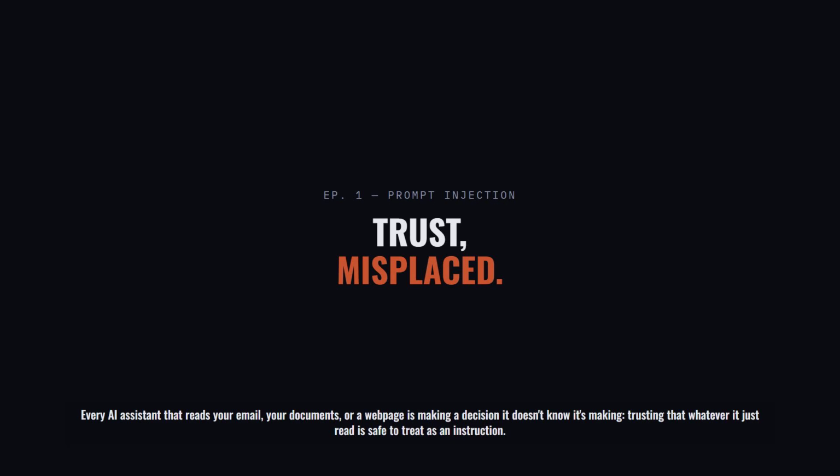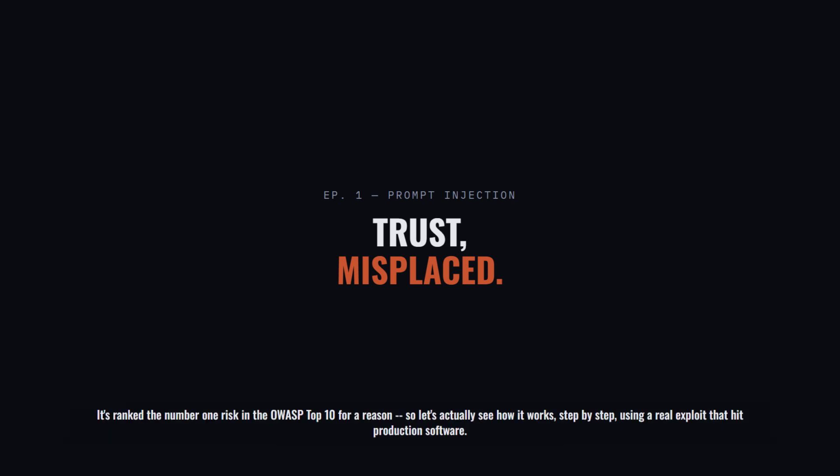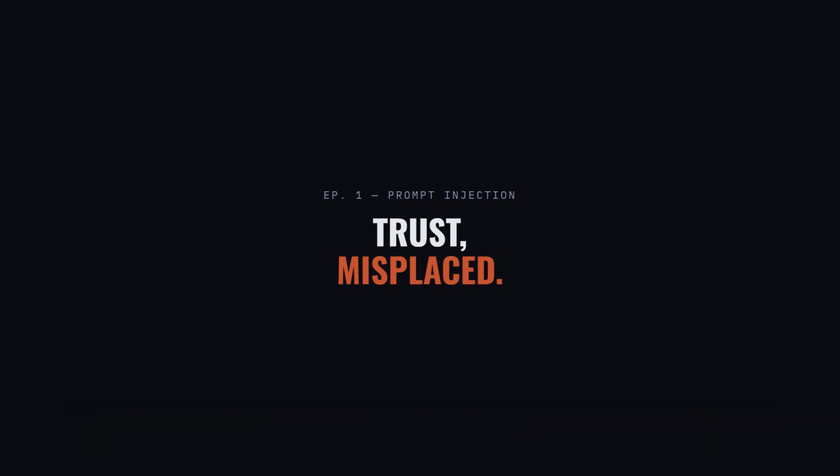Every AI assistant that reads your email, your documents, or a web page is making a decision it doesn't know it's making, trusting that whatever it just read is safe to treat as an instruction. Prompt injection is what happens when that trust is wrong. It's ranked the number one risk in the OWASP top 10 for a reason. So let's actually see how it works step by step using a real exploit that hit production software.